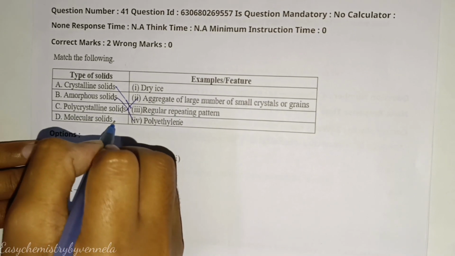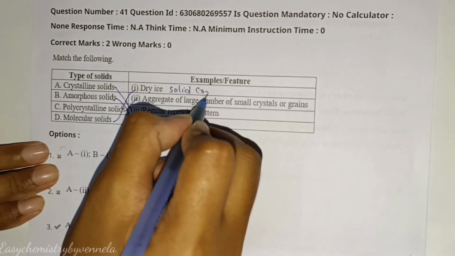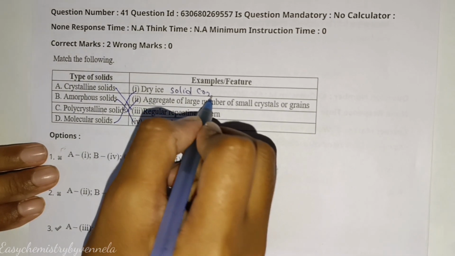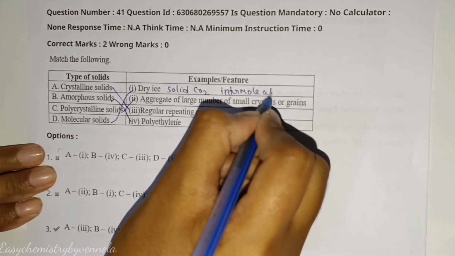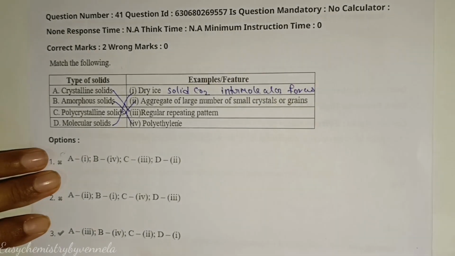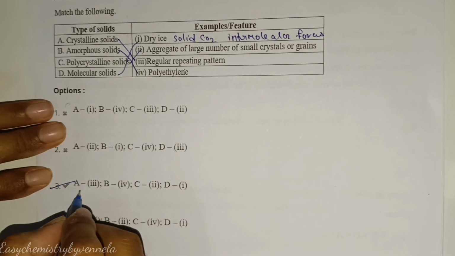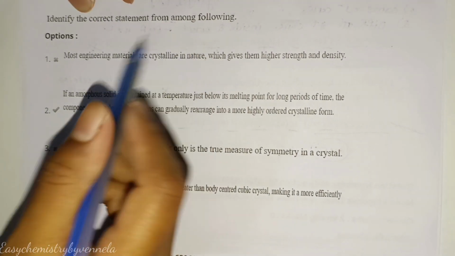Next, molecular solids, dry ice, that is solid CO2. Crystals held together mainly by intermolecular forces. So, correct option is the third one. Next question. Identify the correct statement among the following.